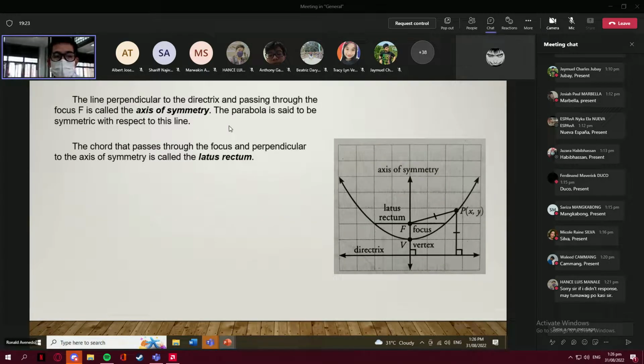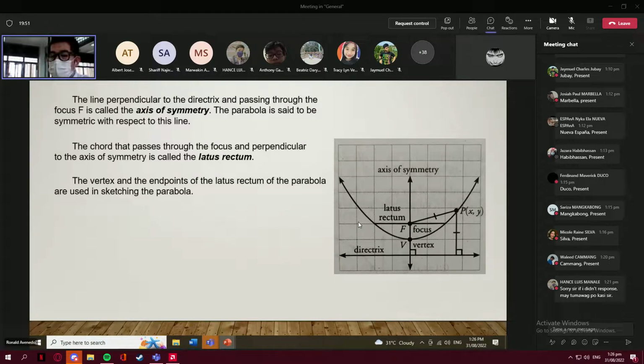The chord that passes through the focus and is perpendicular to the axis of symmetry is called the latus rectum. So we have here an illustration of the latus rectum. And latus rectum is very important. Its endpoints are very important in graphing a parabola. The vertex and the endpoints of the latus rectum of the parabola are used in sketching the parabola. As I said earlier, the endpoints of the latus rectum are very important in graphing the parabola, plus the vertex.